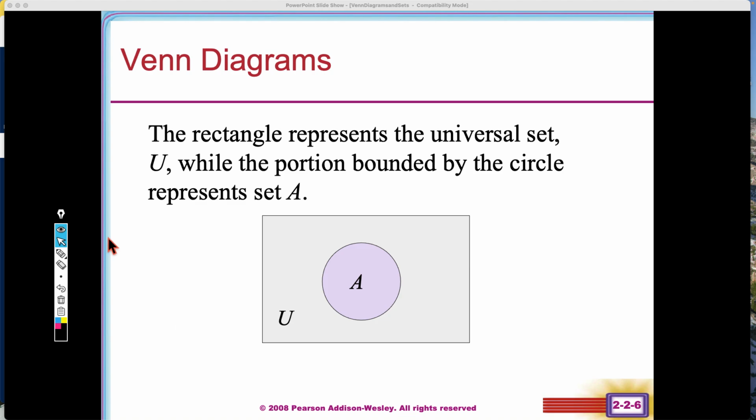So this is kind of going to summarize what we're going to go through in the next few slides. The universal set, and then set A is within the universe, but it's only the things in the circle. Okay, so we've kind of talked about that.